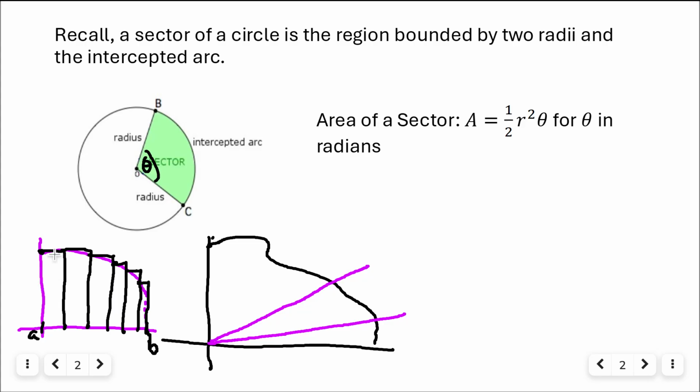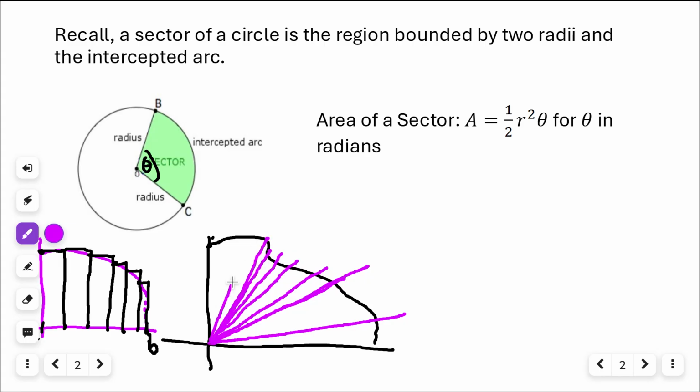So you remember working with that hopefully at some point. This concept is the same concept we're going to apply here. We're going to create a bunch of sectors for this region. I'm going to take this region and cut it up into a bunch of sectors. How many sectors would I need to actually find the area underneath the curve? I could do it with a small number if I wanted to, but to get a better approximation, I would need more sectors. I would need as many sectors as possible.